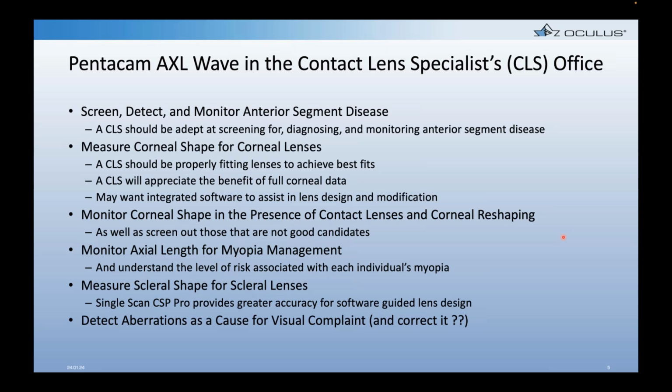And I've definitely found as we move from the CSP 5 scan stitched image to a CSP Pro that my outcomes are more accurate because my data is just a little bit better. And so that's been a big improvement for us there. And then finally, we can detect aberrations as a cause for visual complaints and potentially as a source of being able to correct that down the road using the aberrometer that's part of the system.